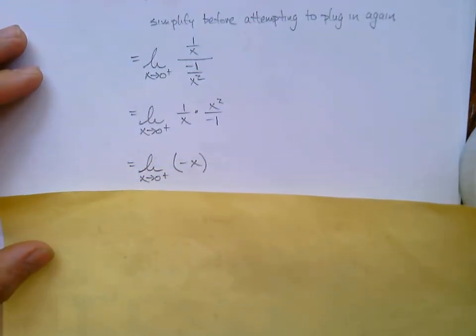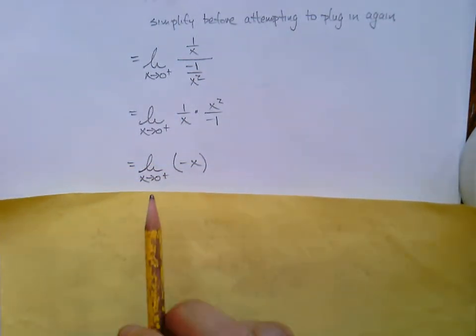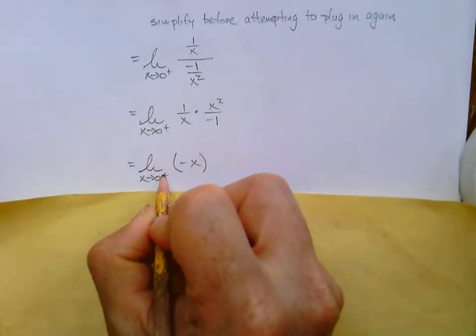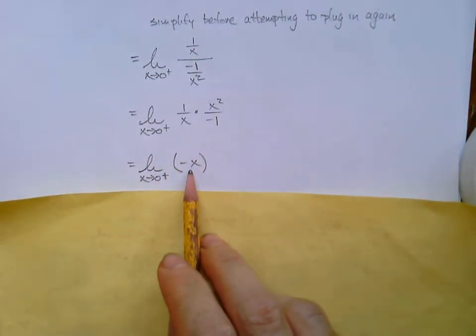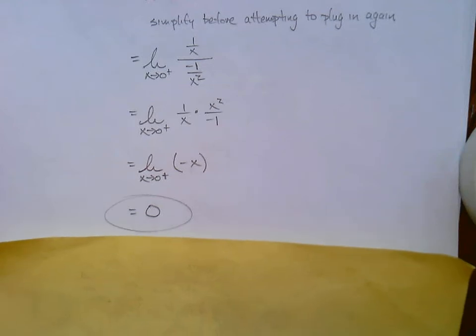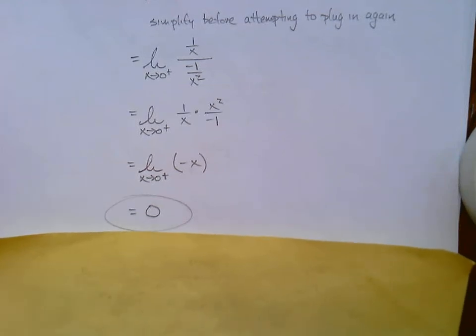So when we're all done simplifying, actually all we have is the limit as x approaches 0 from the right of -x. And here, oh, this is great. I'll plug in the 0, and we get an answer, 0. We got it.